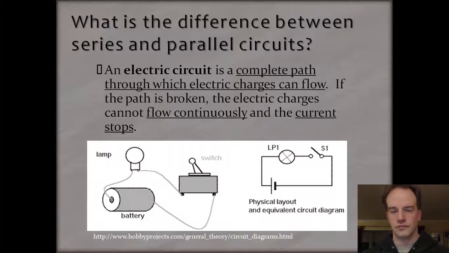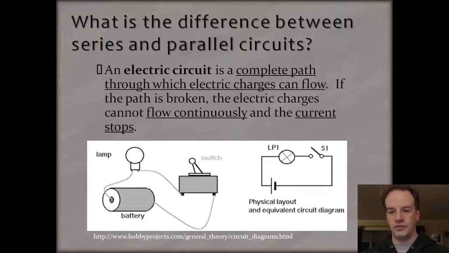So let's look at a circuit. An electric circuit is a complete path through which electric charges can flow. If the path is broken, the electric charges can't flow continuously and the current stops. So we have to have that complete flow. A switch is often used to get that flow to either go or not.